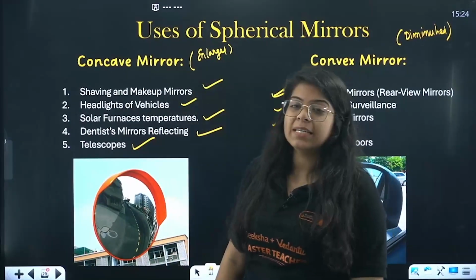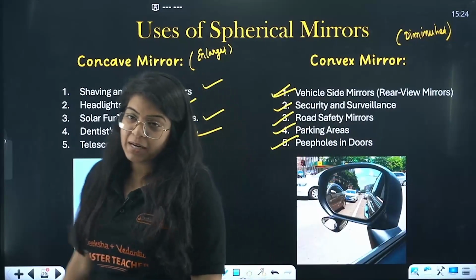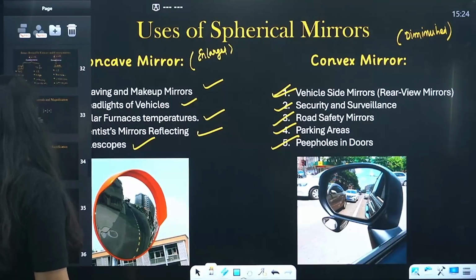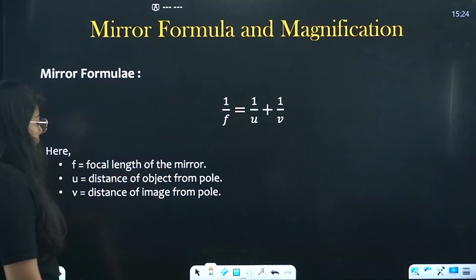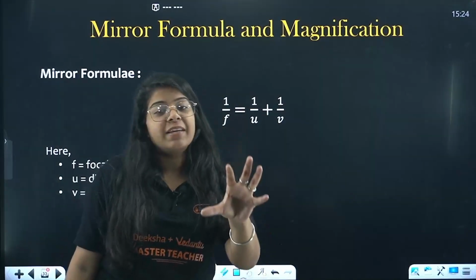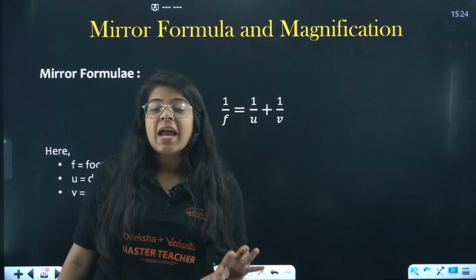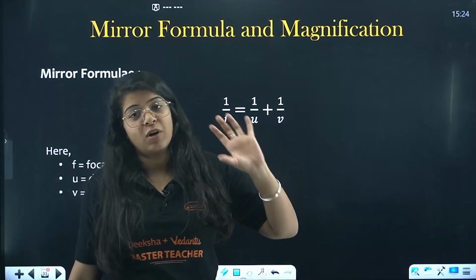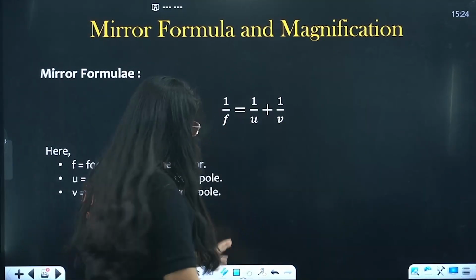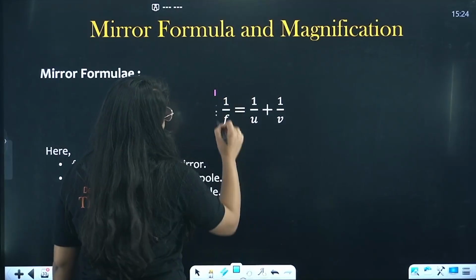So all these are examples of concave mirror and convex mirror. Now beta, after that a very important formula, that is your mirror formula. You are given the object distance and the focal length of the mirror, and they ask you where the image is formed. Then beta, this mirror formula will be used.